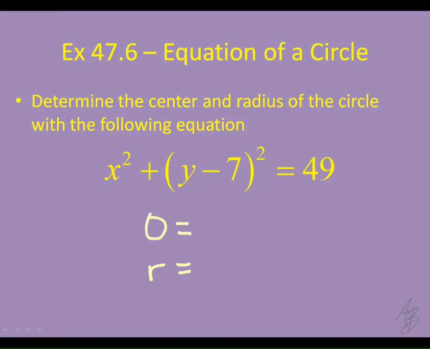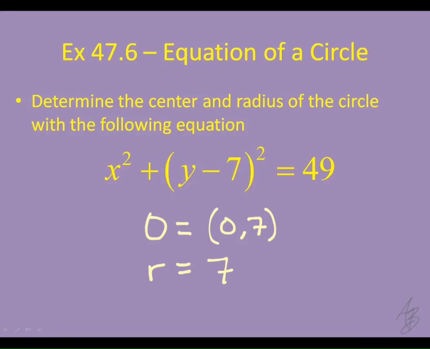What do we get for the coordinates of point O? 0 and 7. And I think when you say and, you mean comma, right? Okay, yeah. So 0, 7. And don't forget the parentheses. And how about the radius? Somebody else? Kaylee, what'd you get for the radius? 7. You guys agree with that?